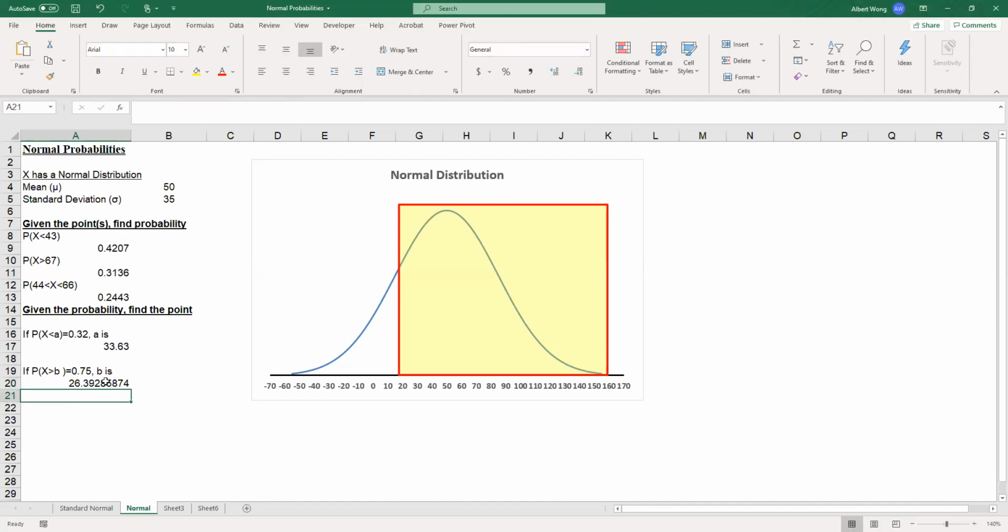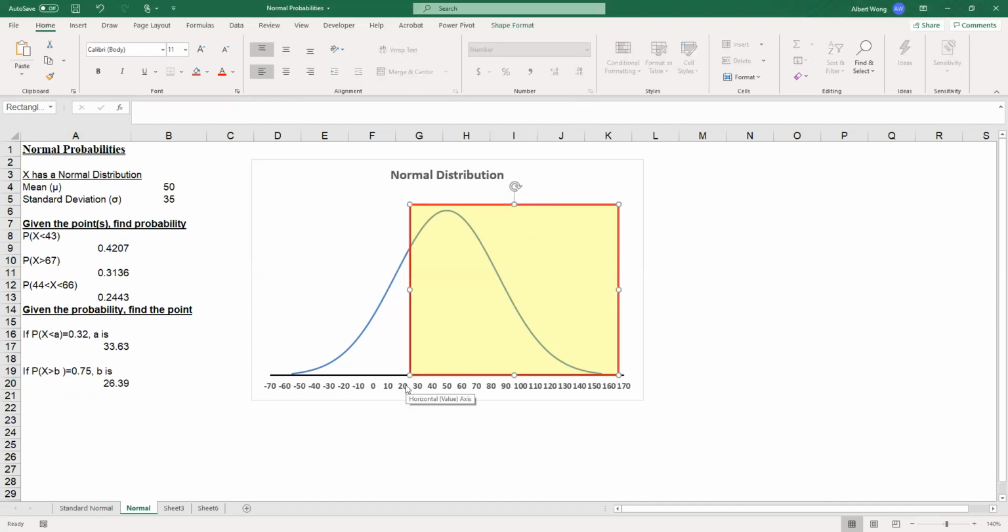And bingo. The number that we're looking for is 26.339. This is a little bit more than we expected. So again, if you know how to do all 5 cases, then you already know how to do everything about the normal probabilities.